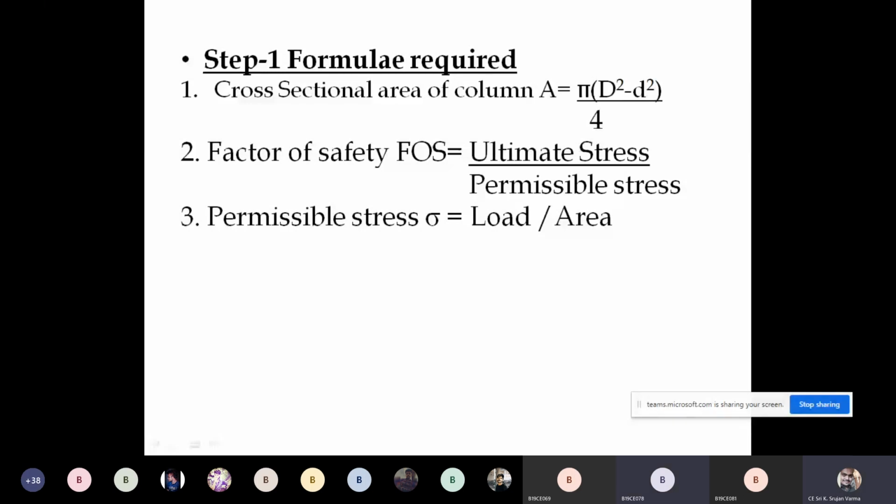You already have your notebook, so you can just turn the pages and explain. Like that, you can just interact with your faculty. That's well and good. Okay, step 1, formula required.